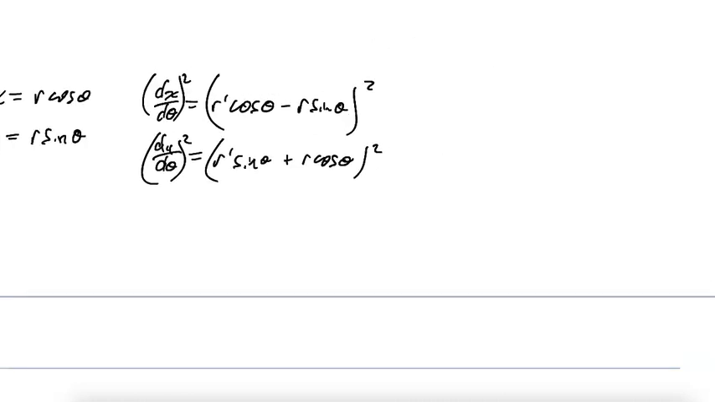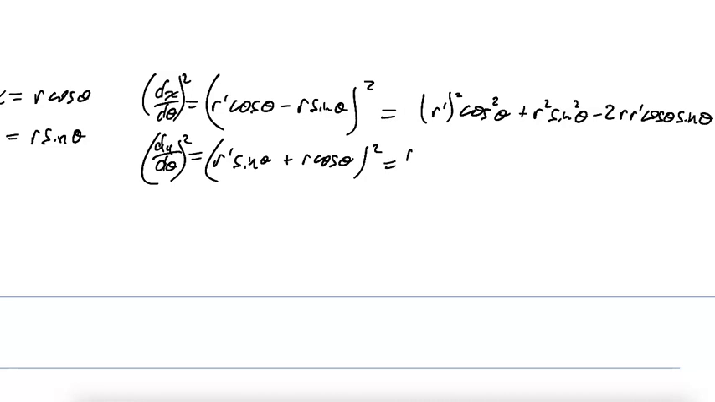right? And I distribute. This first one will become r prime squared cosine squared plus r squared sine squared. And then I'll have a middle term, where I have minus 2r prime cosine sine. Right. Same idea down here. So r prime squared. You don't have to know how to do this. I'm just trying to show you how that formula comes about.